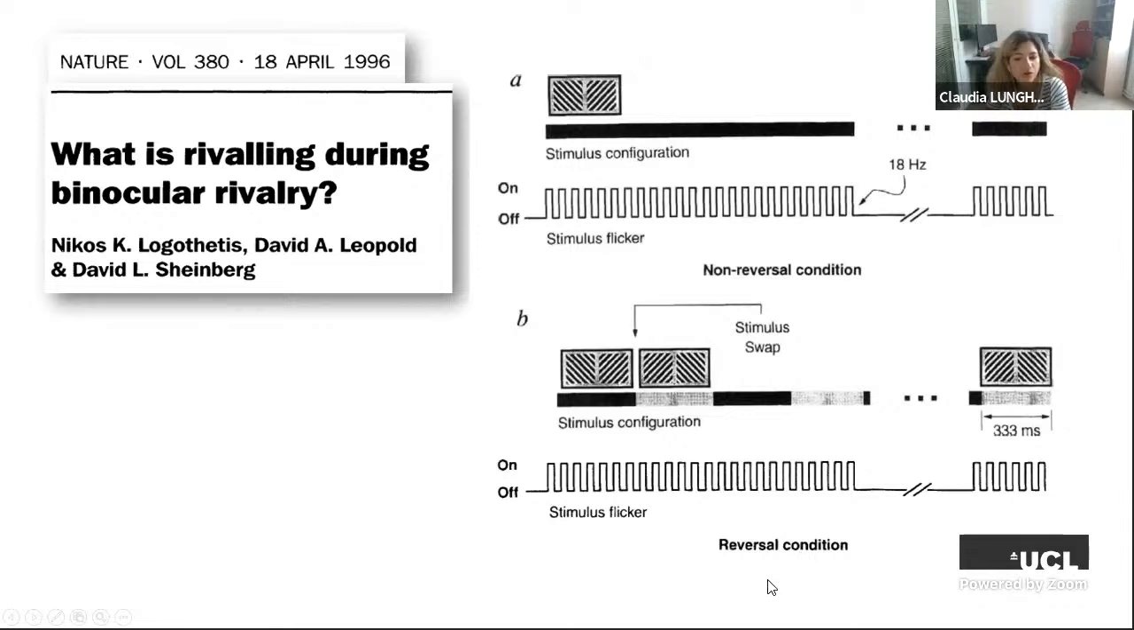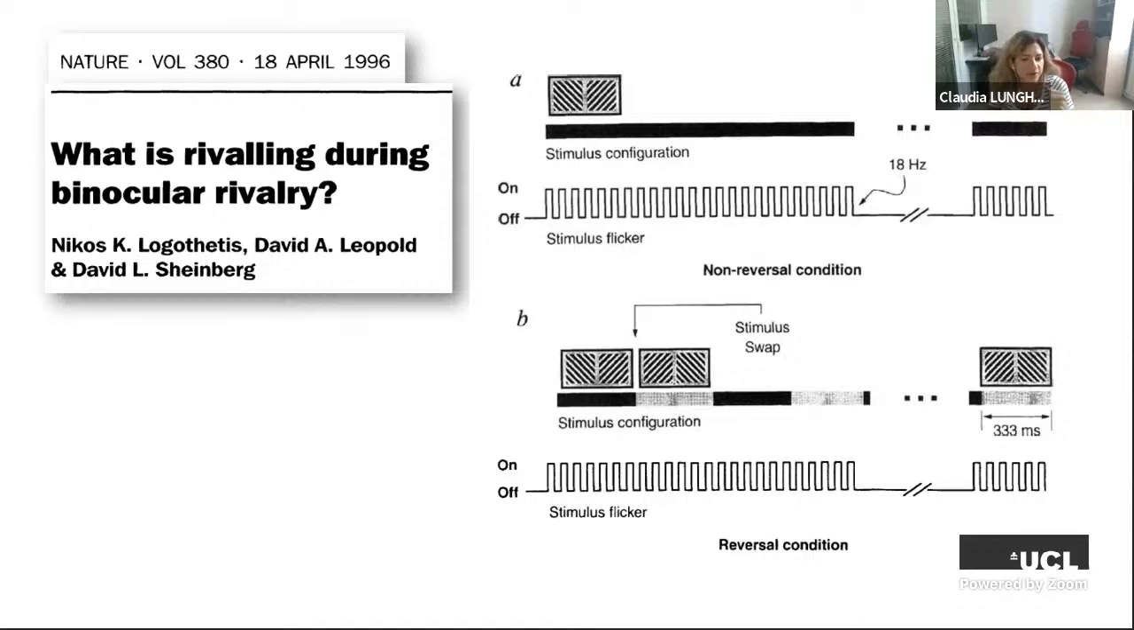The second was the so-called reversal condition, also called swap rivalry or stimulus rivalry, in which 3 times per second the orientation of the two stimuli is swapped between the eyes. So for about 300 milliseconds, the left eye receives the counterclockwise oriented grating and the right eye receives the clockwise oriented grating. After 300 milliseconds, the orientation between the two eyes is swapped. Now the right eye receives the right tilted grating, and the left eye receives the left tilted grating. And the flicker is there to mask this eye swapping, so the subject is not aware of it.